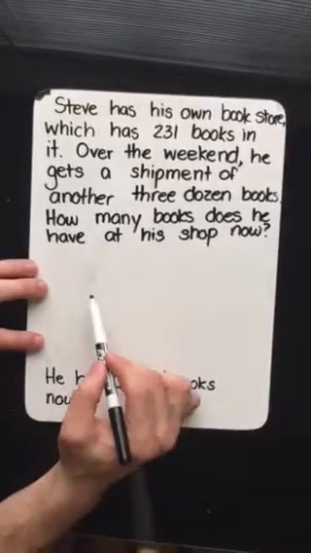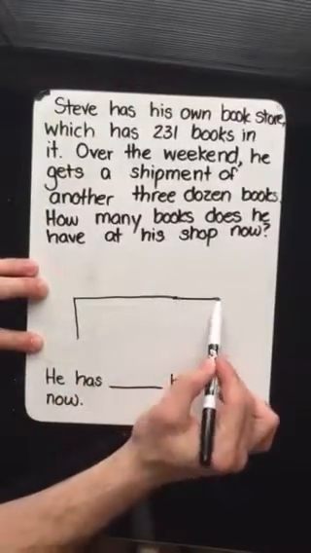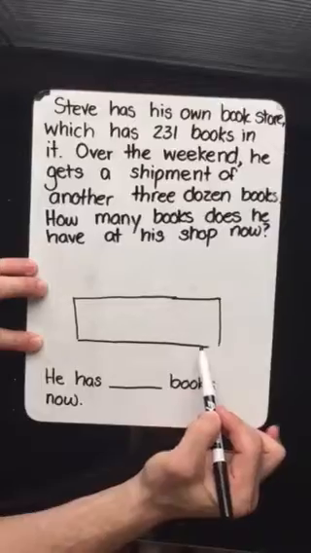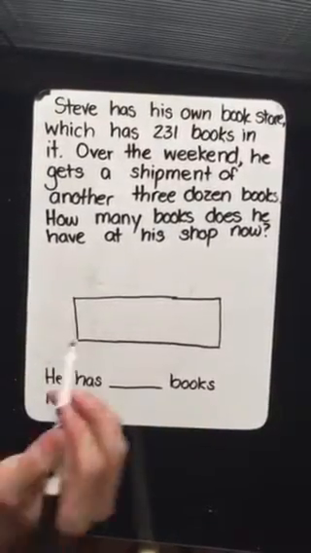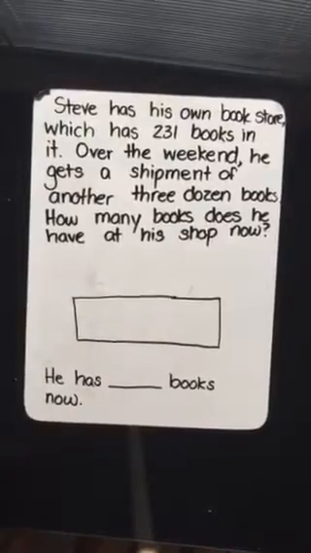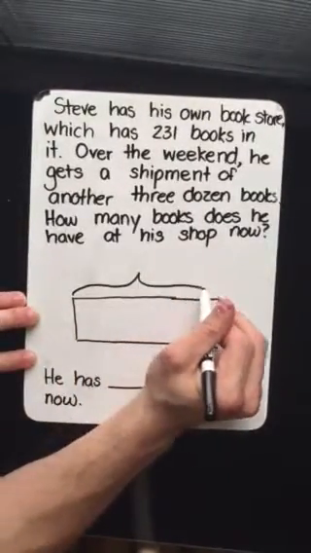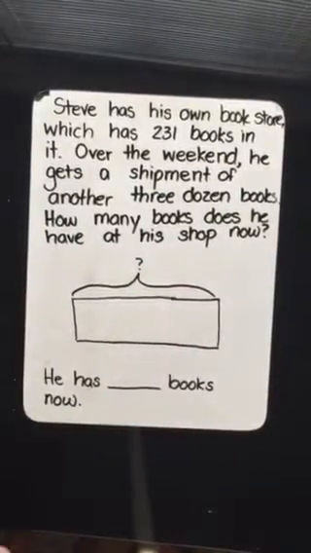So, start by drawing our bar. The bar is going to show the whole. But right now, we don't know the whole because we don't know how many books he has altogether. That's what we're trying to figure out. So on the top, which shows my whole, I'm going to put a question mark because I don't know. But I can chop this into 2 parts.